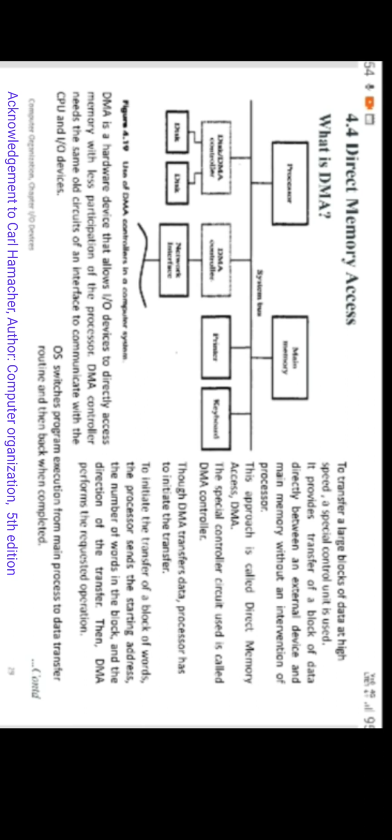And in the figure we can observe the DMA controller. There are two DMA controllers. One DMA controller is connected to a high-speed network through a network interface. Another DMA controller, called the disk DMA controller, is connected to two disks. So these two disks are connected to the system bus through the DMA controller.